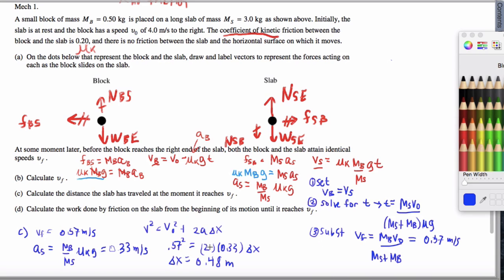Okay. And then for the last part, when we want the work done by friction, I gave you a hint. When you apply that hint, you should get 0.49 joules. I will go ahead and let you finish that up on your own. So that is free response question number 1.